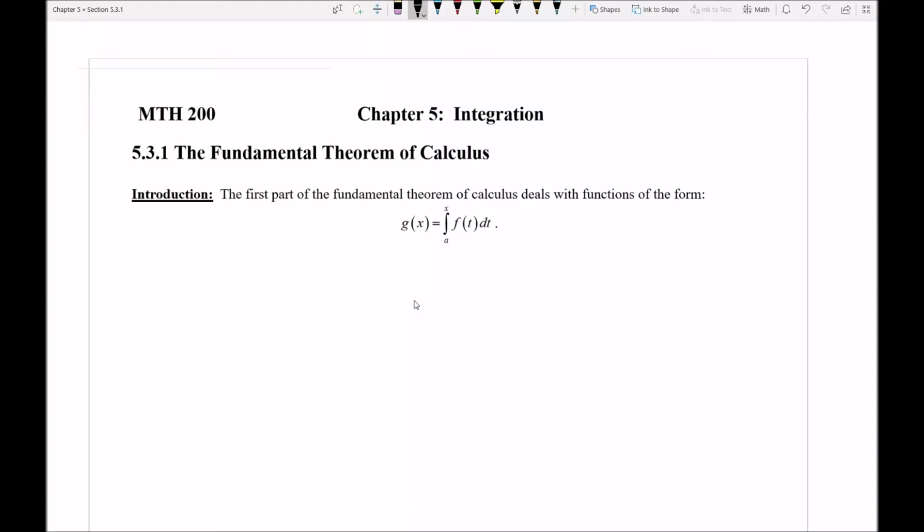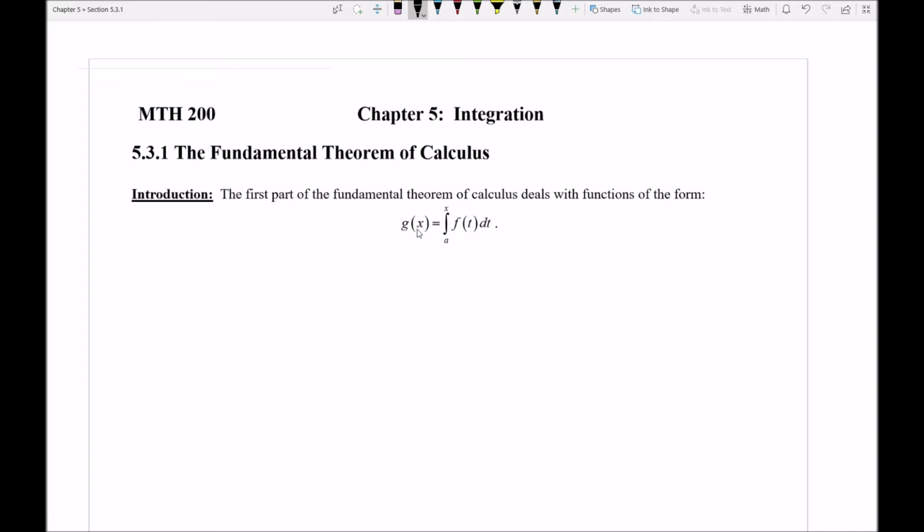In section 5.3.1, we are going to begin to talk about the most awesome idea in all of calculus. And it actually comes in two parts. This is called the fundamental theorem of calculus. Now, the first part of the fundamental theorem of calculus is very, very strange because it is going to deal with a type of function that you have never seen before.